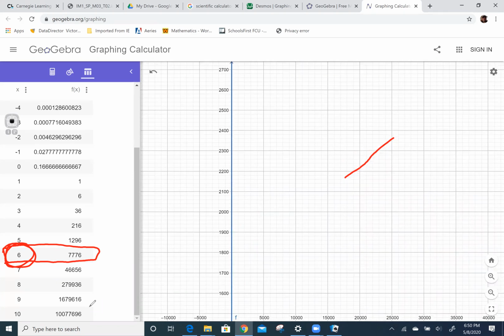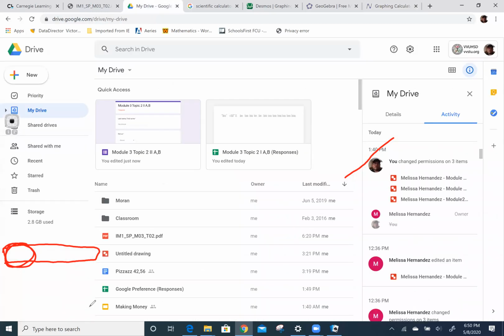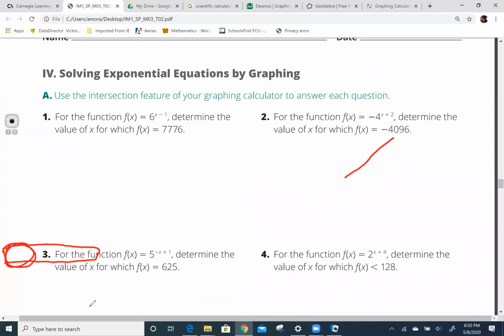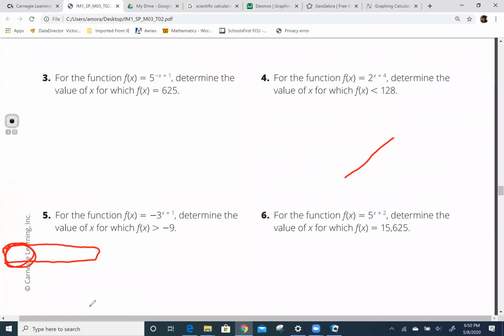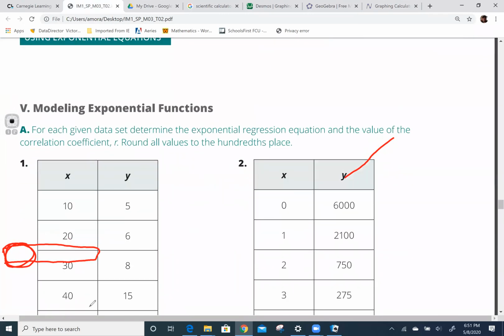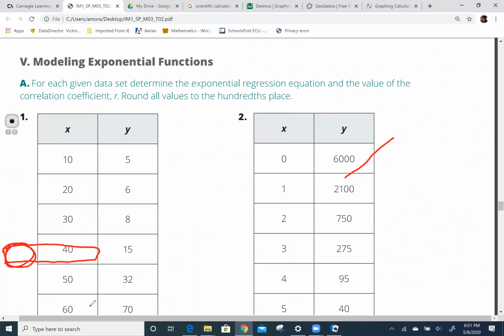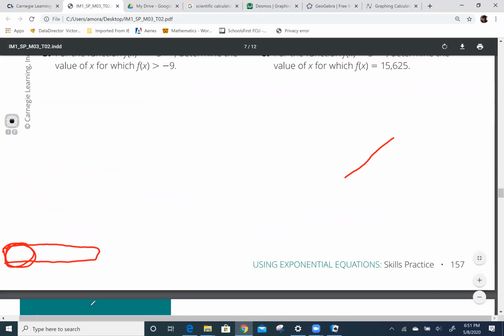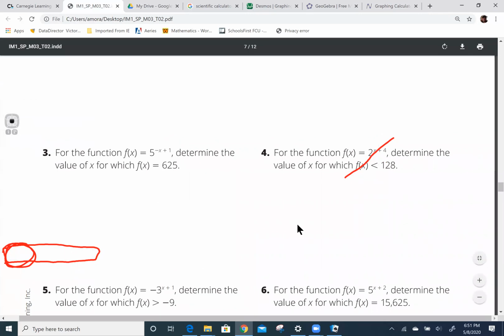So hopefully that helps. I believe that is the last section. And that's it. So for this part, we're not going to do it. We're just going to go up to section 4. Okay, so good luck. If you need some help, you can find me in Desmos.